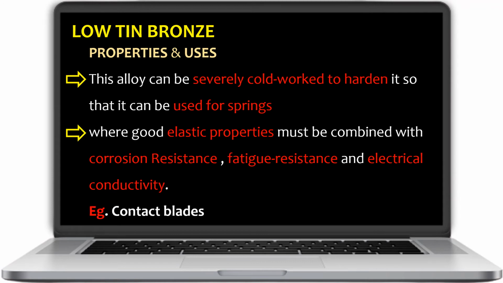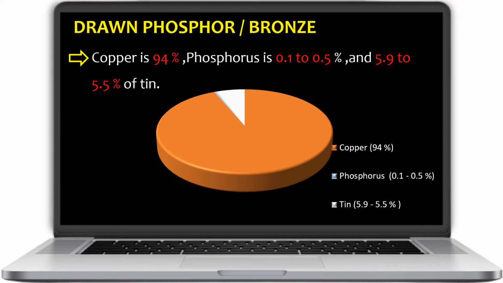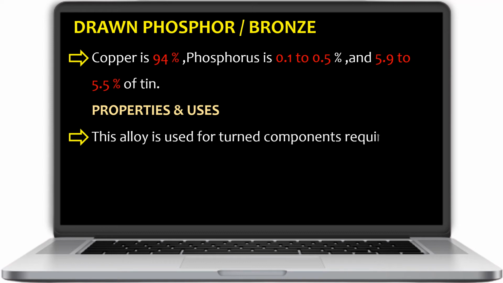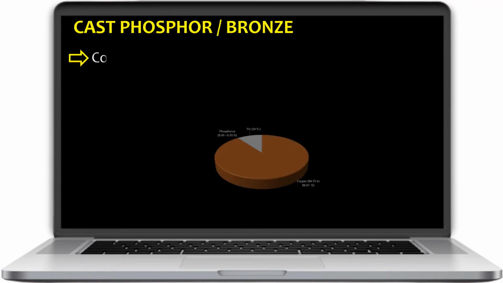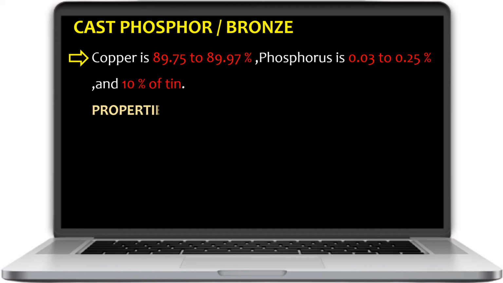Example: contact blades. Let's see about drawing phosphor bronze. In drawing phosphor bronze, copper is 94%, phosphorus is 0.1 to 0.5% and 5.9 to 5.5% of tin. Properties and uses. This alloy is used for turned components, requiring strength and corrosion resistance, such as valve spindles. Cast phosphor bronze. Copper content is 89.75 to 89.97%, phosphorus is 0.03 to 0.25% and 10% of tin. Properties and uses.